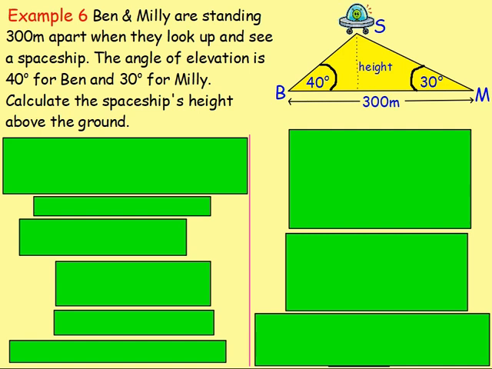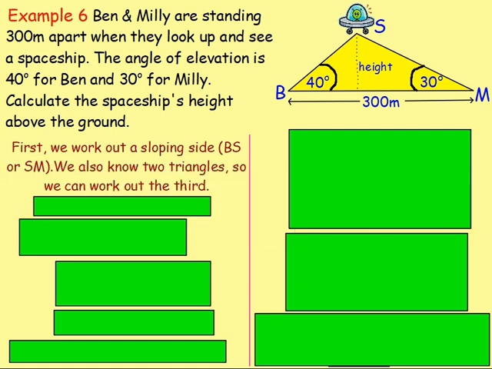So it's not going to be as straightforward as just jumping into the sine rule or the cosine rule. What you need to do first of all is work out one of the sloping sides. The way you can do that is you can work out this angle at the top easily enough. And the size of this angle at the top, how do you go about getting that? You can add these two angles together and take it away from 180 degrees. So if we do 180, take away the 40 plus the 30, we get 110. So this angle here at the top has to be 110 degrees.